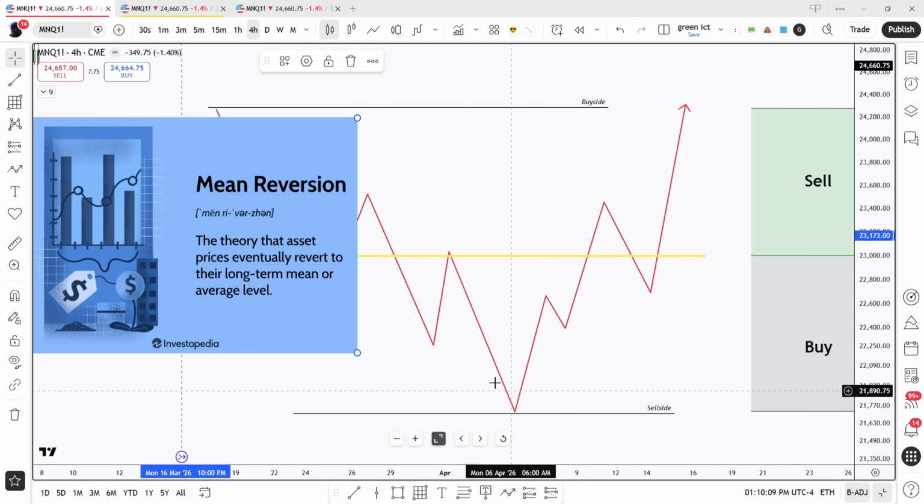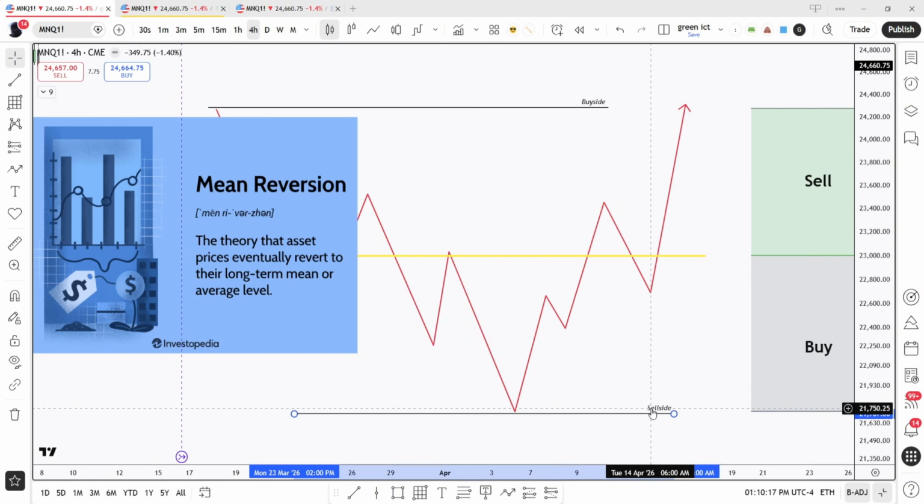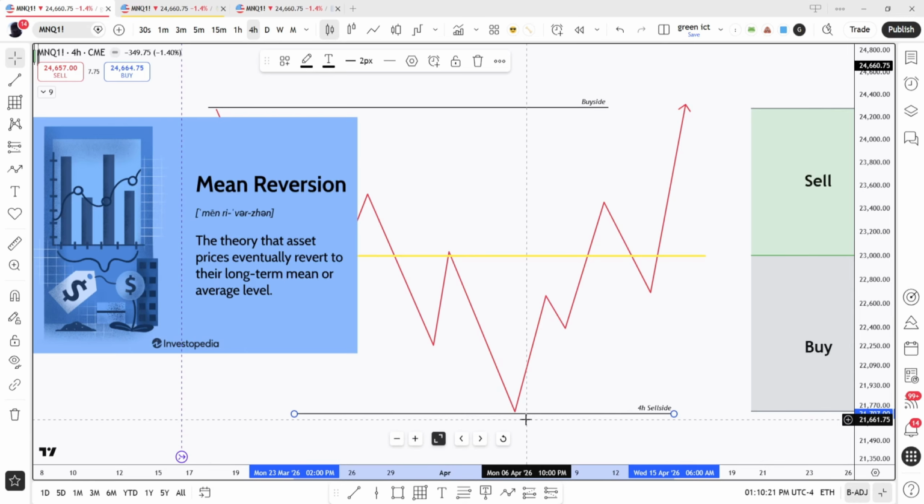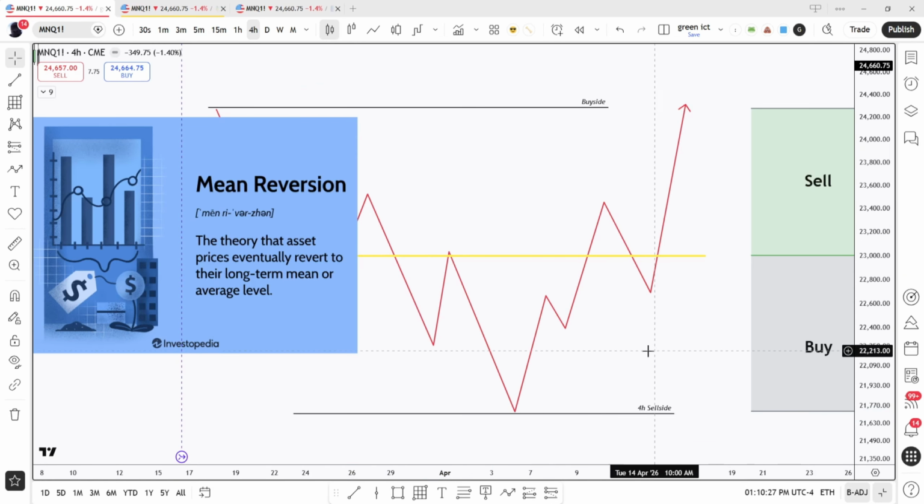typically manipulation moves into our levels of sell side, for this case, it's going to be the start of the buy model. Let's say this is a 4-hour sell side. We make this low down into here. I'm going to be looking for longs because where price is cheap, it's oversold. It's a good opportunity to buy, and then potentially targeting the midpoint of the range or the mean.